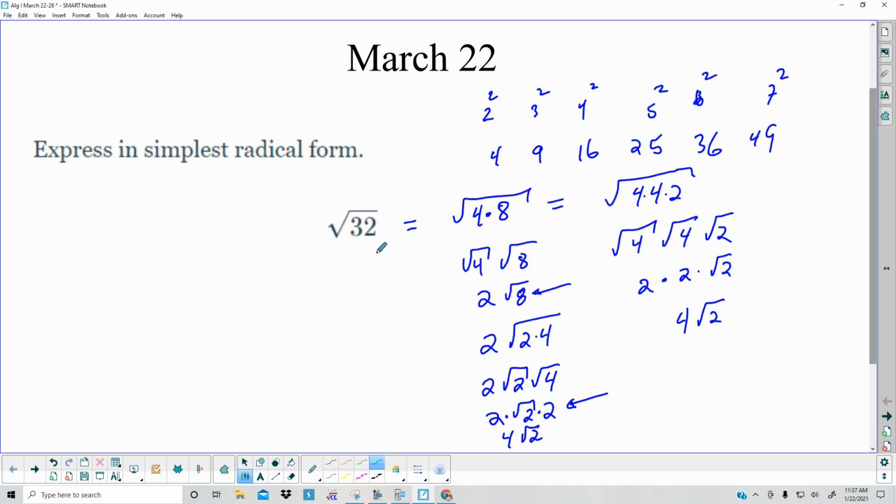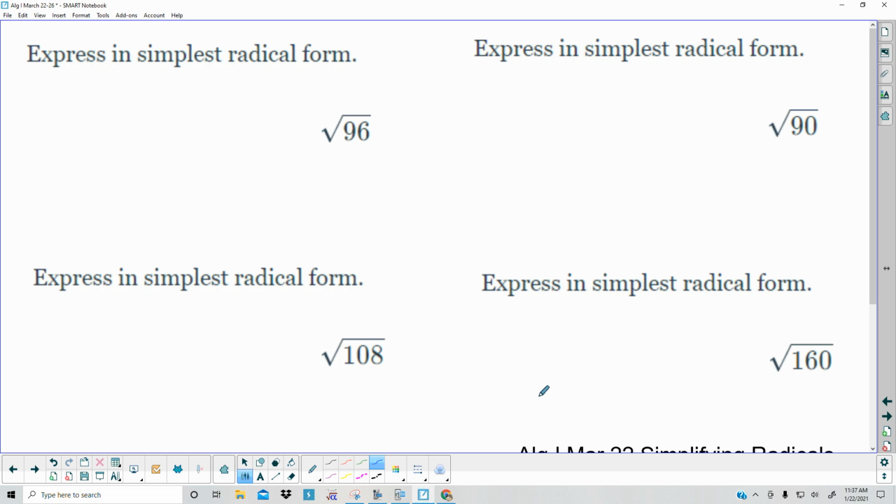Now another option that you can use is looking at this 4 times 4, isn't that 16? So instead of going 4 and 8, you could go 16 times 2 to get 32. Break it, square root of 16, square root of 2. So you get 4 square root of 2. Okay. Now for large numbers, sometimes it doesn't work so well, like even 96.